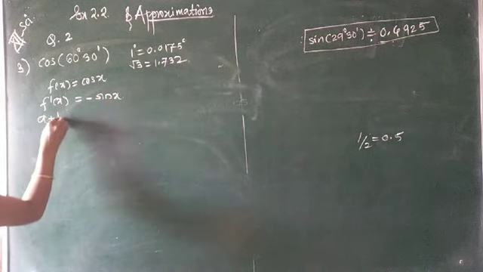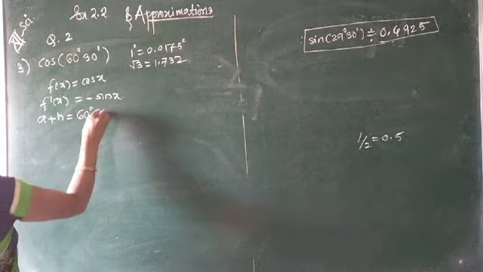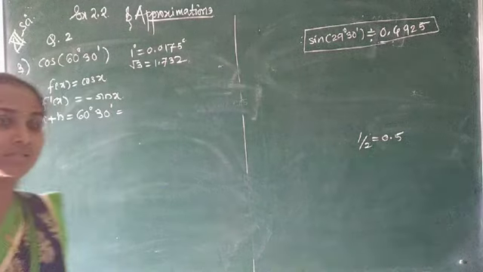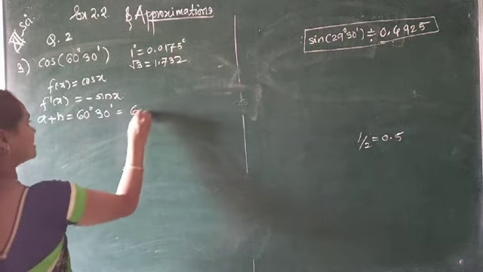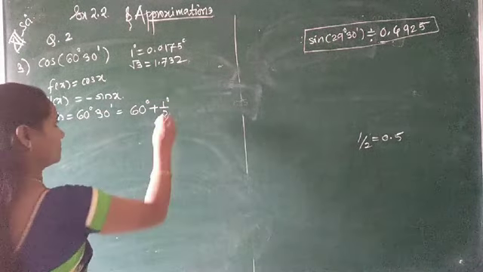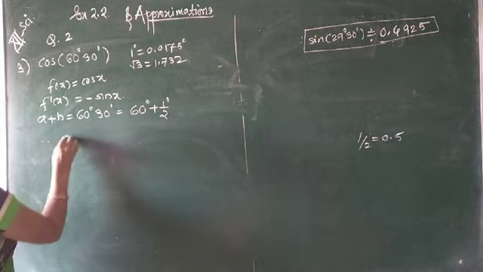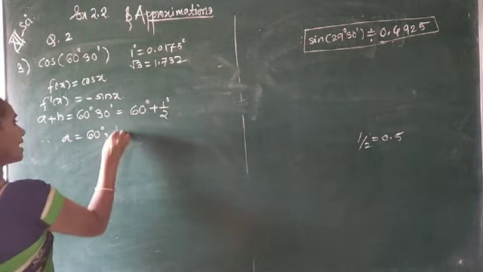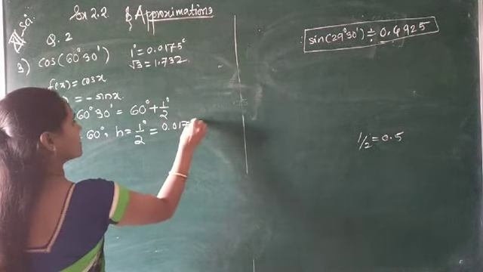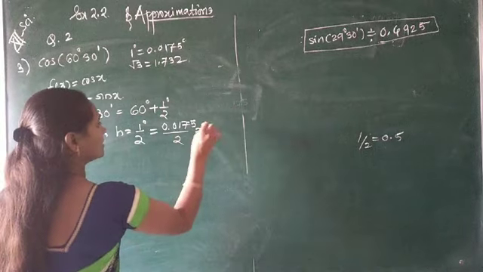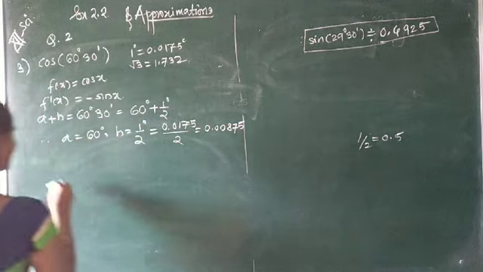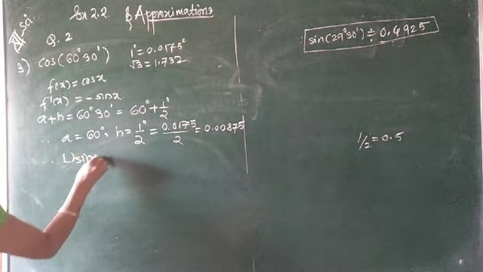a plus h is 60 degree 30 minutes. Again we find the particular angle, that is cos 60, not cos 60 degree and 30 minutes. So write this as 60 degree plus 30 minutes, which means half degree. Therefore a is equal to 60 degree and h is equal to, and the value of 1 degree is 0.0175 upon 2, and that is 0.00875.